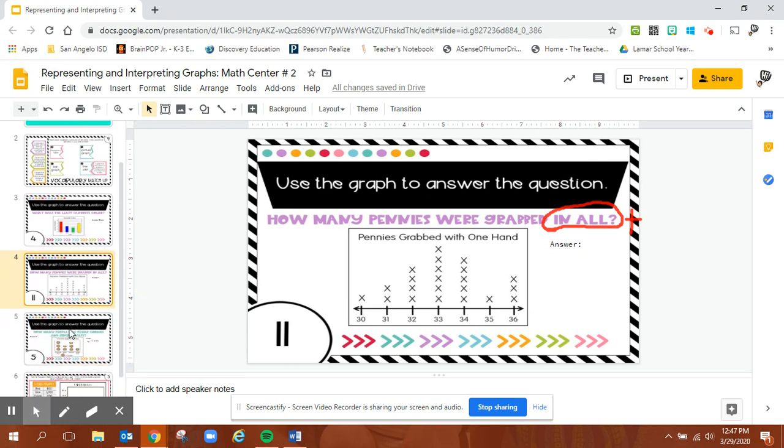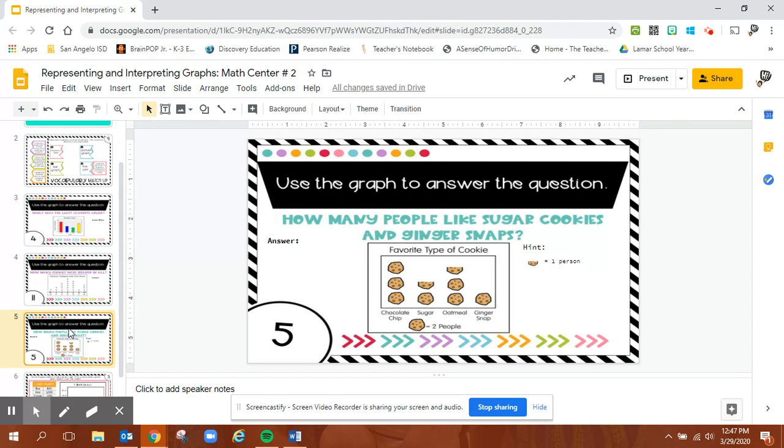Let's look at our next question. It says, how many people like sugar cookies and ginger snaps? So again, looking for my important information, I'm talking about sugar cookies and ginger snaps. So do I care about chocolate chip? No. And I don't care about oatmeal.